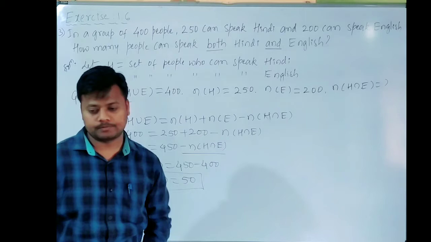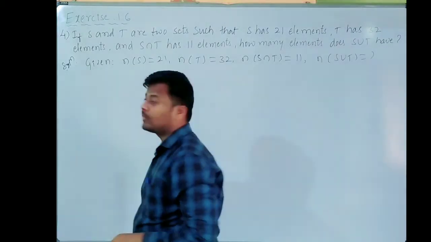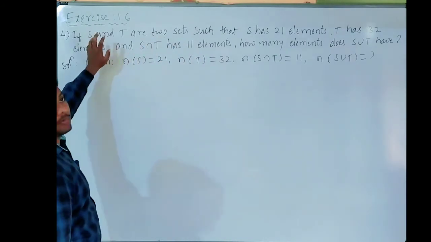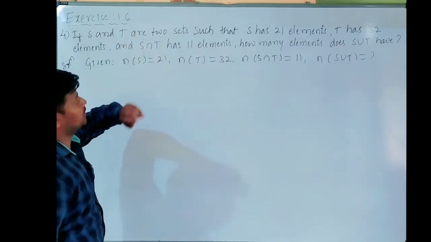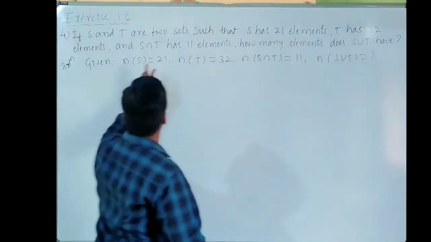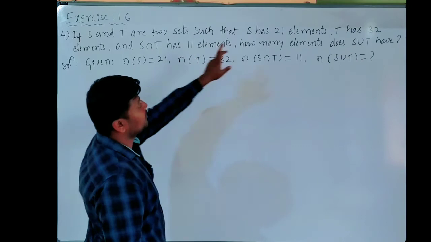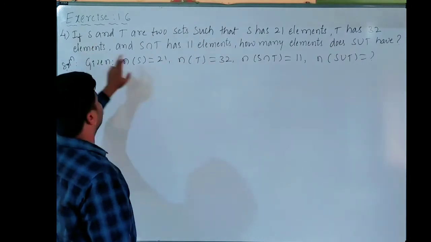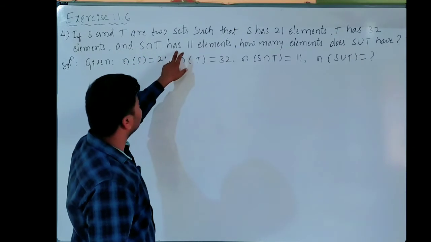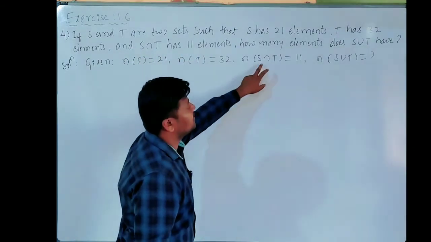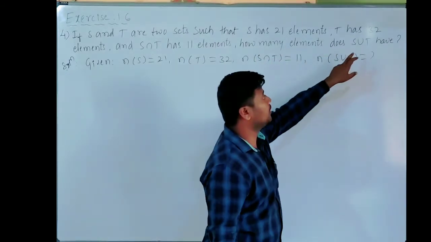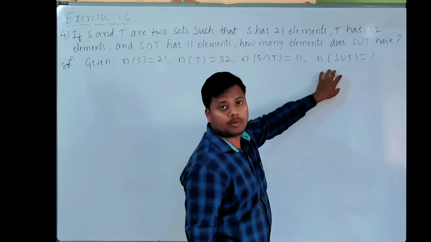Okay, note down. Next, fourth question. If S and T are two sets, such that S has 21 elements, n of S equals 21. T has 32 elements, n of T equals 32. And S intersection T has 11 elements, n of S intersection T equals 11. How many elements does S union T have? So we have to find this one.